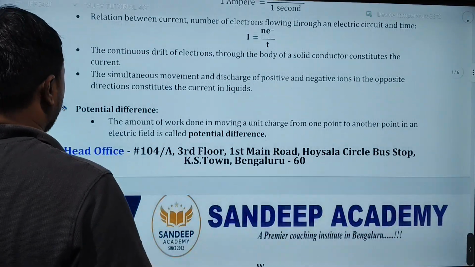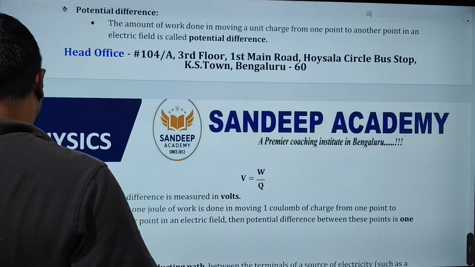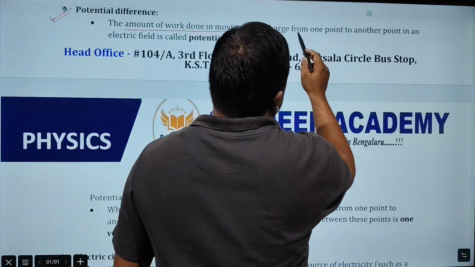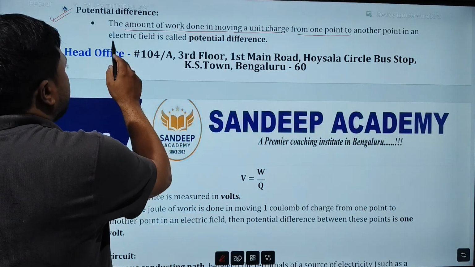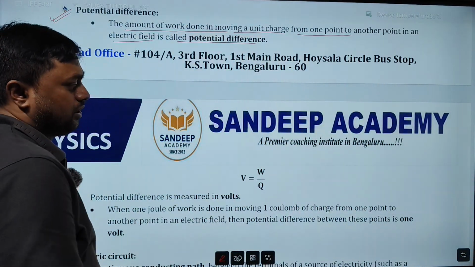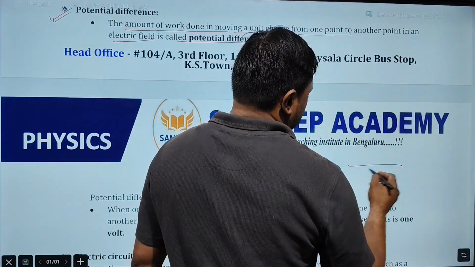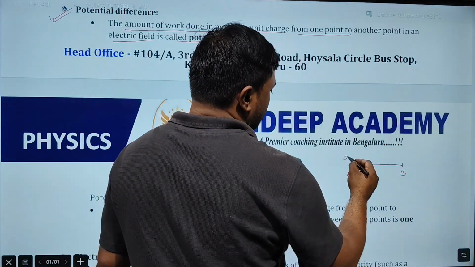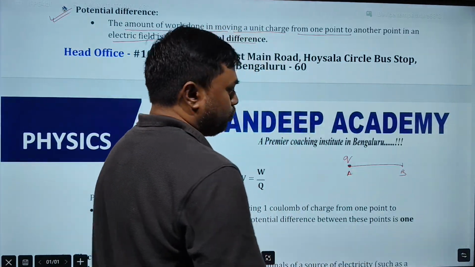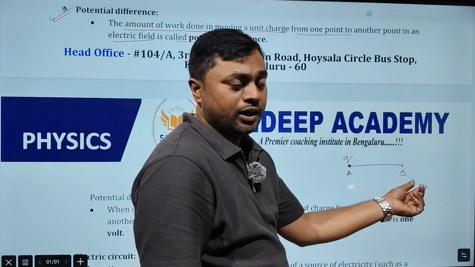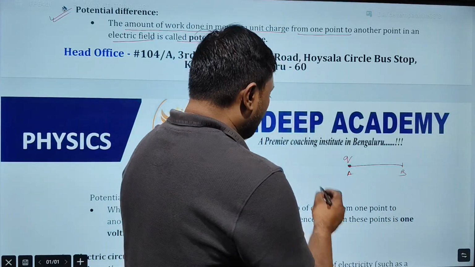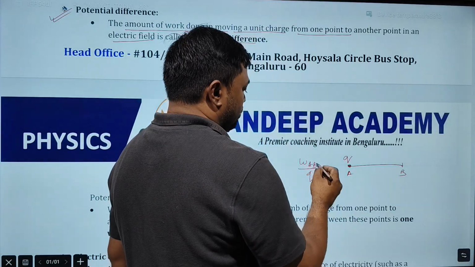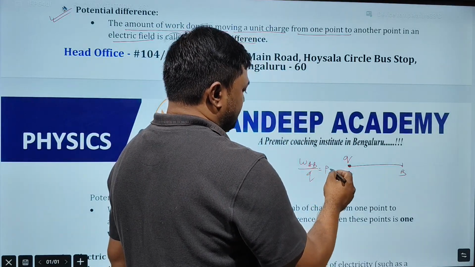Next we have the concept of electric potential difference, or just potential difference. Try to understand. The amount of work done in moving a unit charge from one point to another point in an electric field is called potential difference. Suppose there are 2 points A and B, and I want to move this charge Q from A to B. So to move this charge Q from A to B, we have to do some work. That amount of work done to move a charge from one point to another is called electric potential difference or just potential difference.